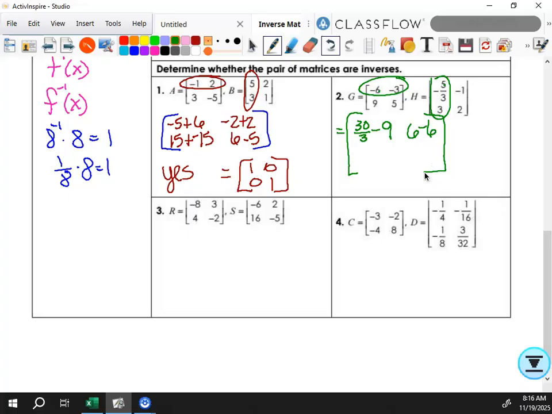Then second row, first column. 9 times 5 is 45, so I got a -45/3 plus 15. Then second row, second column, that's a positive, I'm sorry, that's a -9, and then plus 10.